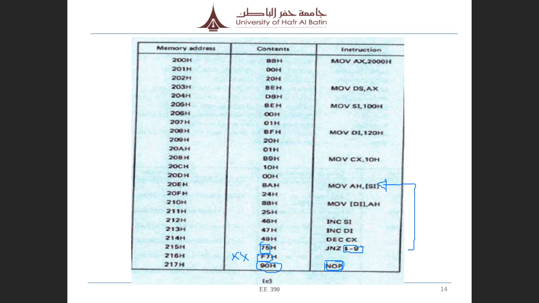Instruction pointer always indicates the next instruction address. So when the microprocessor is performing this instruction, jump not 0, where is the location of the instruction pointer? Here. IP is indicating this location. IP is the instruction pointer, and in a code segment, IP works with the code segment.